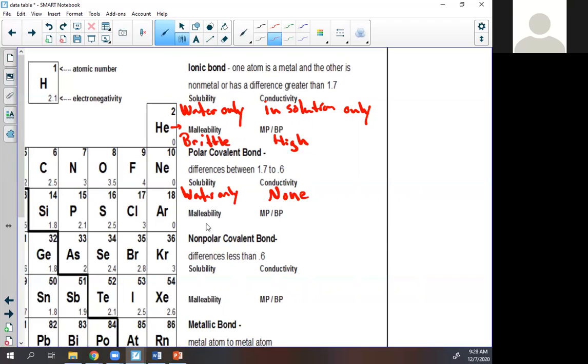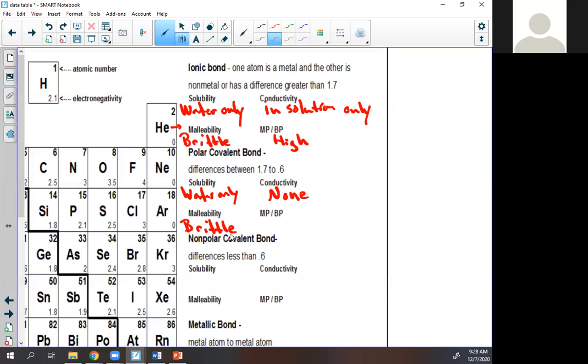All right. Malleability. Are they brittle or malleable? They are liquid, so we wouldn't put neither. When we ask about malleability, we're talking about it as a solid. So if I freeze ice, it's brittle. And on the test, to clarify that, it will say, is it brittle or malleable as a solid?